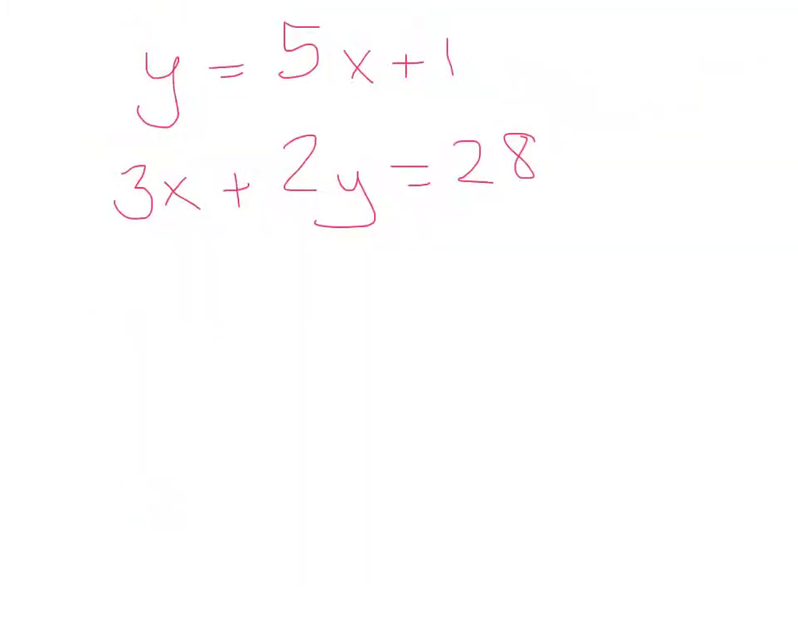This one is pretty similar, but it only has one variable that's been isolated. Or sorry, in one equation, one variable has been isolated, so we just have this y here, and that's equal to this whole piece of 5x plus 1.